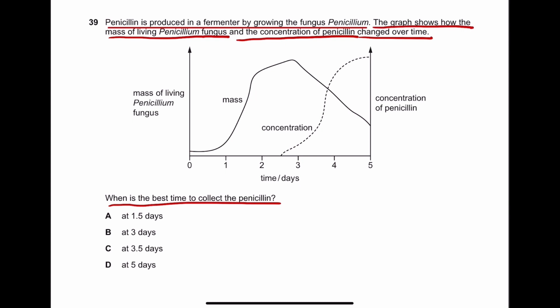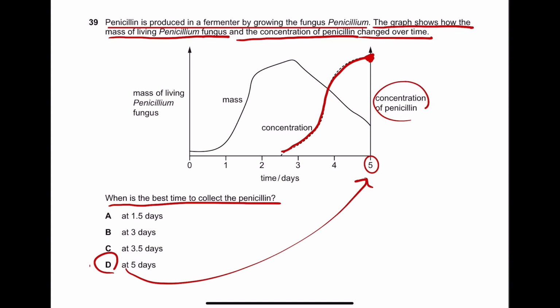This question is quite interesting. So when is the best time to collect the penicillin? So looks like the concentration of penicillin is at its highest in day 5, right? So what we want is not Penicillium, but we want penicillin. So we want the highest concentration. So day 5 is the correct answer.